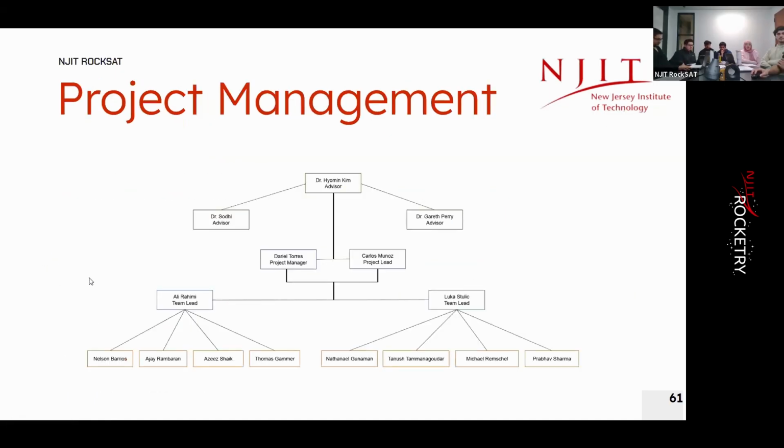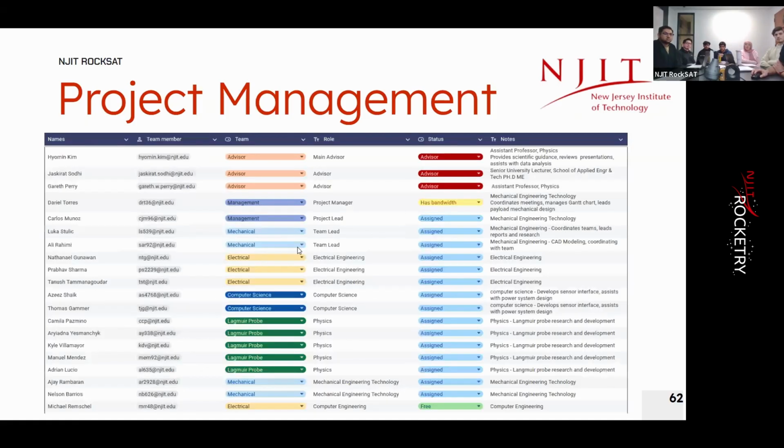All right, as we move on to the project management, this really didn't change. We still have our same advisors, Dr. Hillman Kim, Sodi as an advisor, and Gareth Perry. He is working with the New Jersey Space Grant Consortium, I believe. And then we have our project managers, me and Carlos, and then everyone else here. Not much has changed there. For project management, this is pretty much a full list of all the people working on the project. This did not really change from the last meeting.